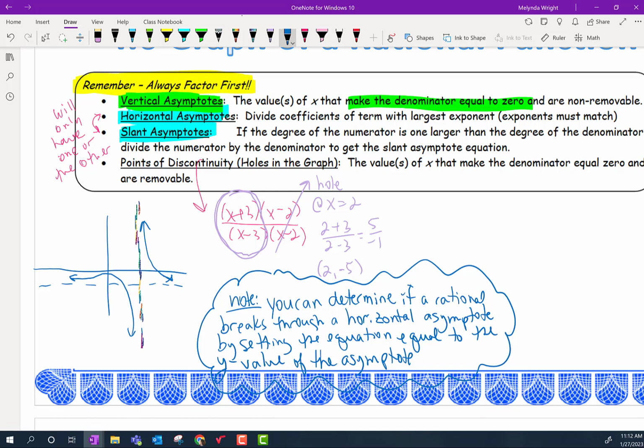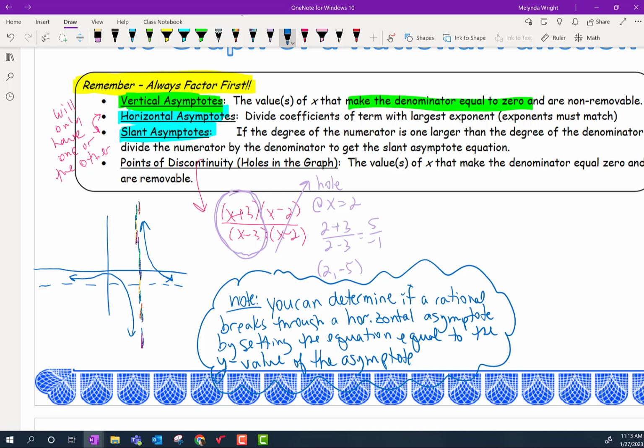Okay, so I'm going to pause here for just a moment. These are the concepts that we're going to be working with today. Are there any questions about the concepts themselves? Are we okay? Okay.